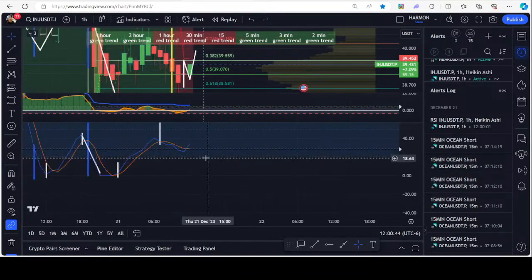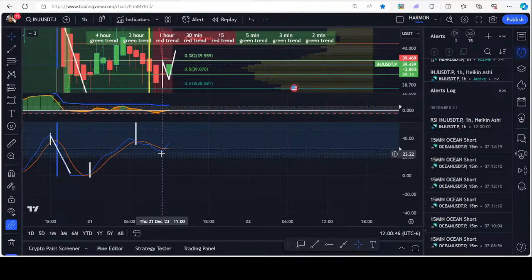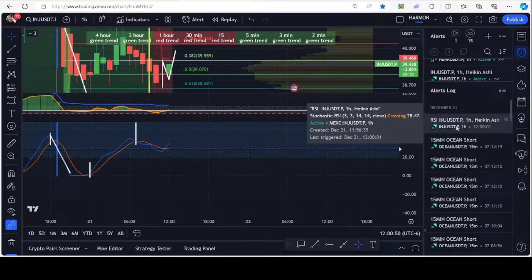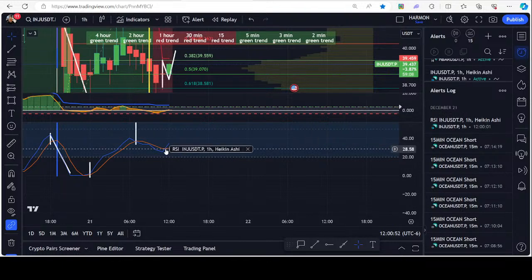And you can see here that we have the 1 hour RSI. See right there? See how the RSI triggered? See the alert? The RSI alert triggered. It lets me know as it just crossed, right? So at this point, the 1 hour is on its way up.